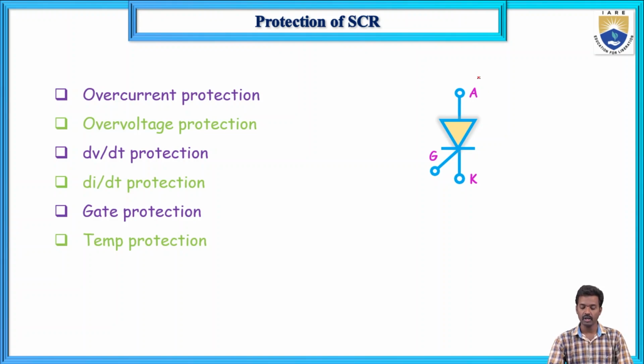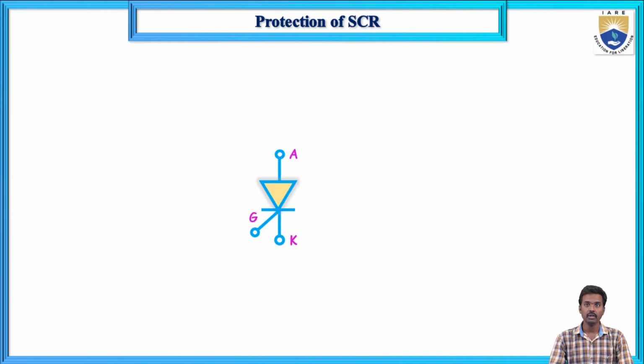This is one SCR. For safe operation, we need to protect this SCR. While operating it, we need to protect it from over currents, over voltages, dV by dt, di by dt, gate problems, and from temperature also. So first, over current protection.